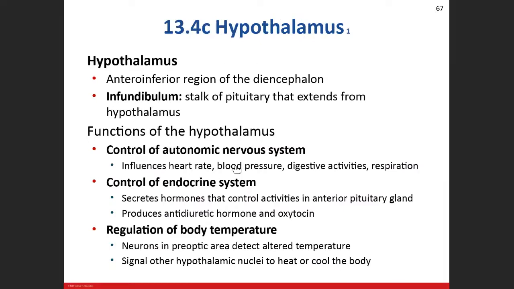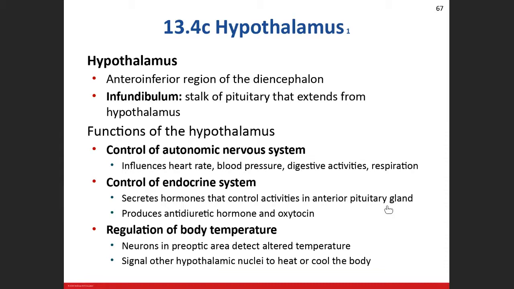One of them is the control of the autonomic nervous system. The hypothalamus can influence heart rate, blood pressure, digestive activities, and respiration. It can also control the endocrine system. It secretes hormones that control activity in the anterior pituitary gland. From the hypothalamus, we have some releasing hormones which affect the secretion of our pituitary gland.